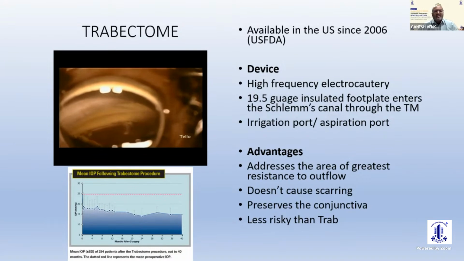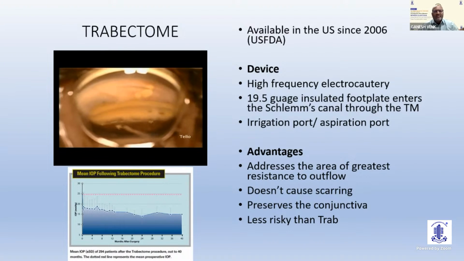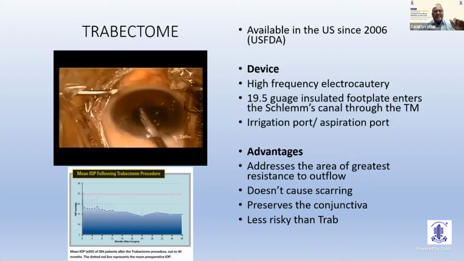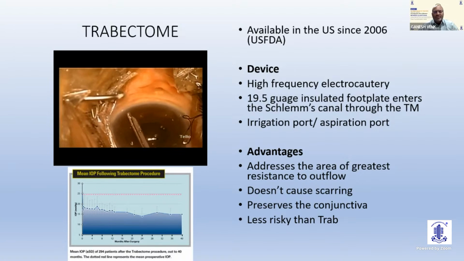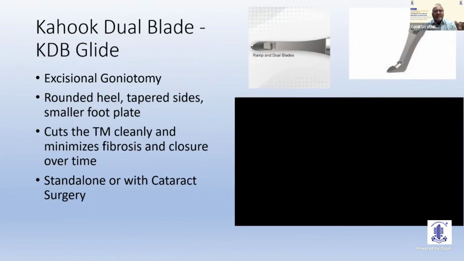As you can see, the entry is through the corneal wound, and it is less risky than trabeculectomy. Once you have done the procedure, the trabecular meshwork is ablated, removed and aspirated. And then any heme which comes into the anterior chamber is washed. Now, this is an expensive device.